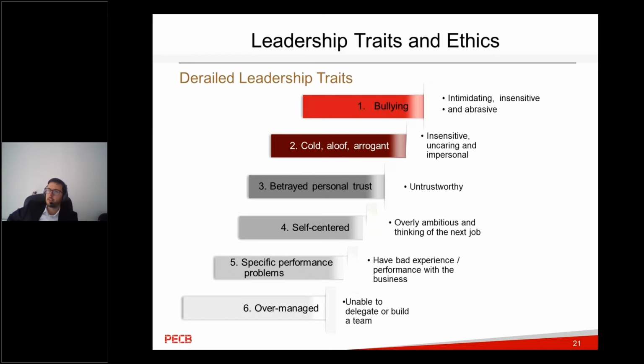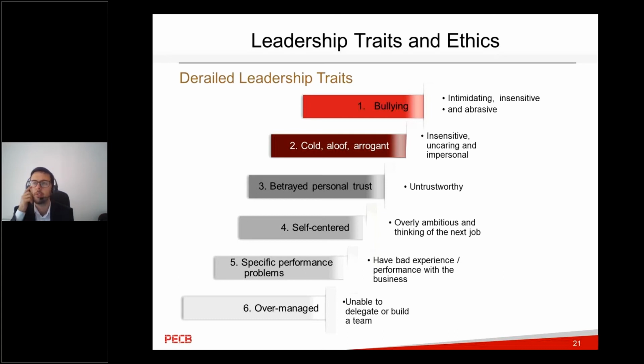And the first of these derailed leadership traits is bullying. When we talk about bullying, we're talking about persons who tend to intimidate, and are insensitive in nature and abrasive. So they tend to push their own ideas and be insensitive to any other remarks or ideas of their fellow workers.